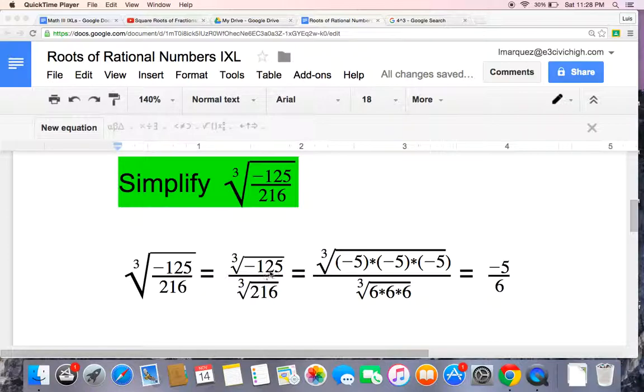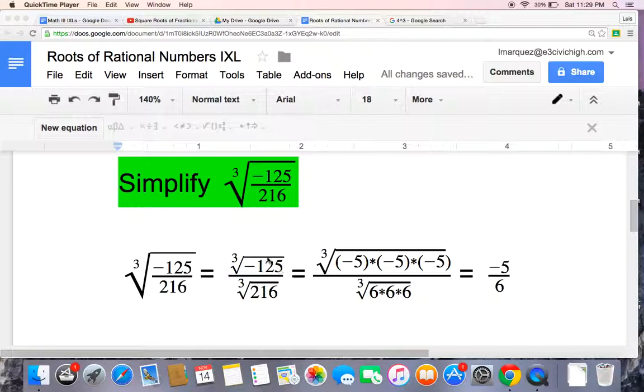In the top, in the numerator, I'm looking for a number that multiplied by itself 3 times will give me negative 125. So I know that 5 times 5 is 25, times 5 is 125. But unfortunately, 5 wouldn't be my answer because if I multiply 5 by itself 3 times, I get positive 125, not negative 125. So in this case, my answer will be negative 5 because negative 5 times negative 5 is 25, times negative 5 will give me negative 125.